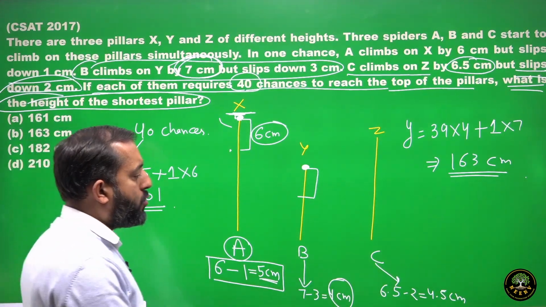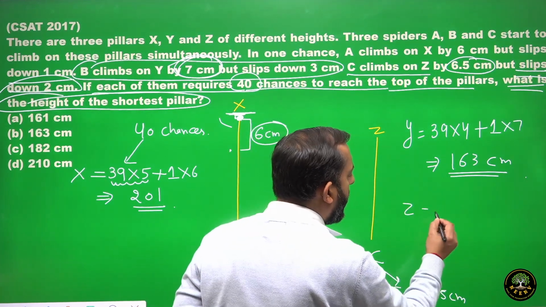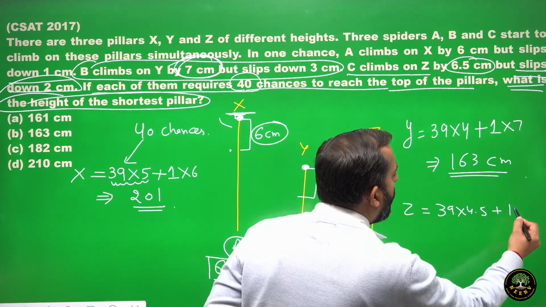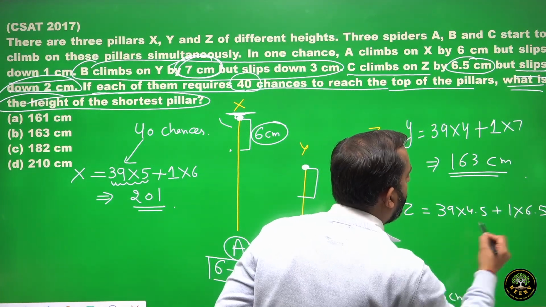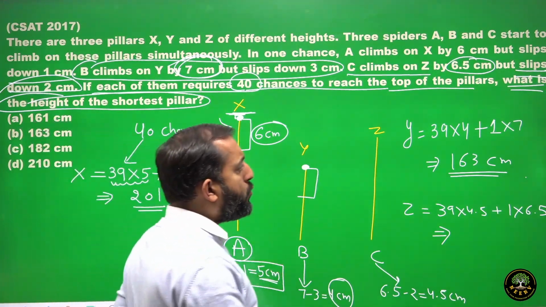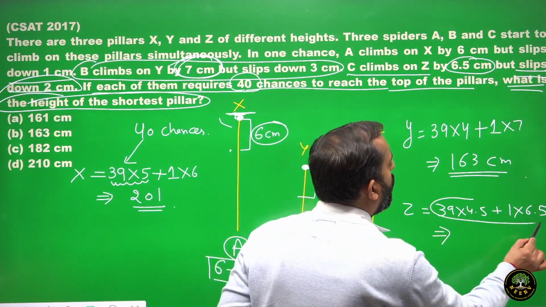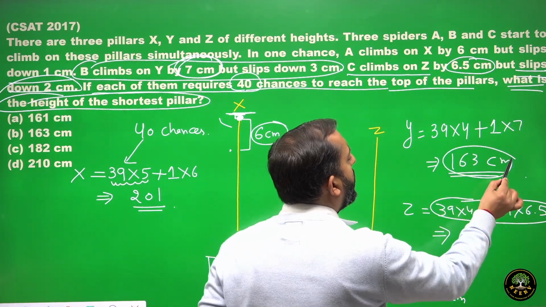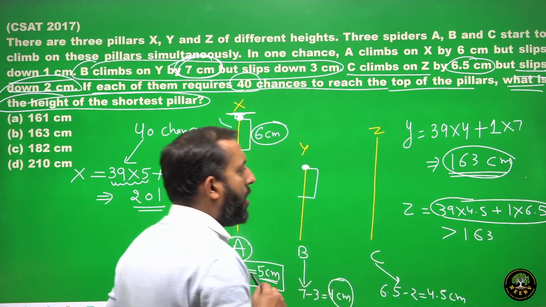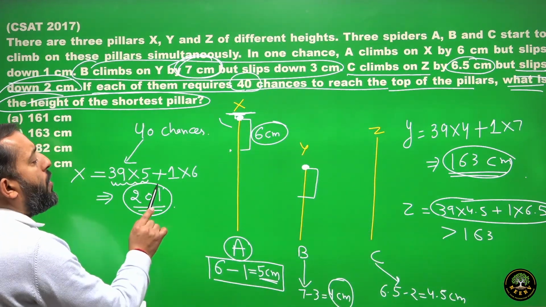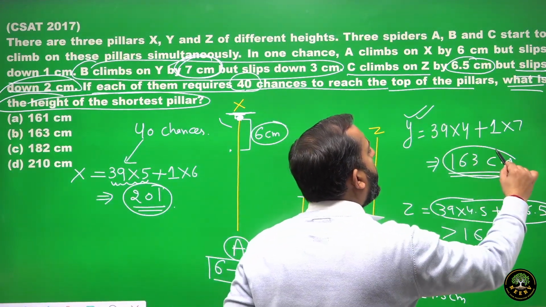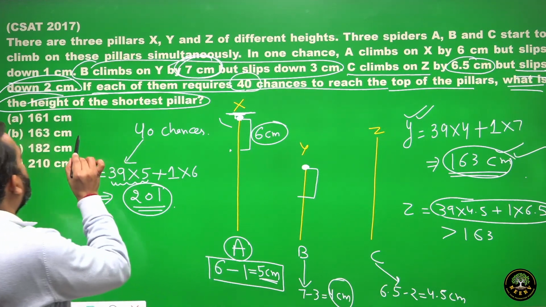Now the final pillar. For pillar Z, again the same scenario is going to be there. So 39 into 4.5 plus 1 into 6.5. So 39 into 4.5, this value will be more than 163 for sure. This value will be what? More than 163. And this value is also more than 163. So obviously the shortest pillar is pillar y and its height is 163 centimeter. So the answer of this question is option B.